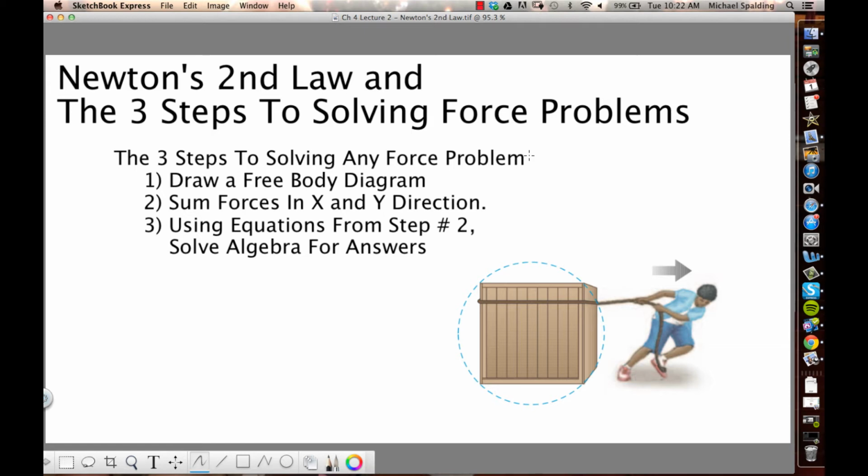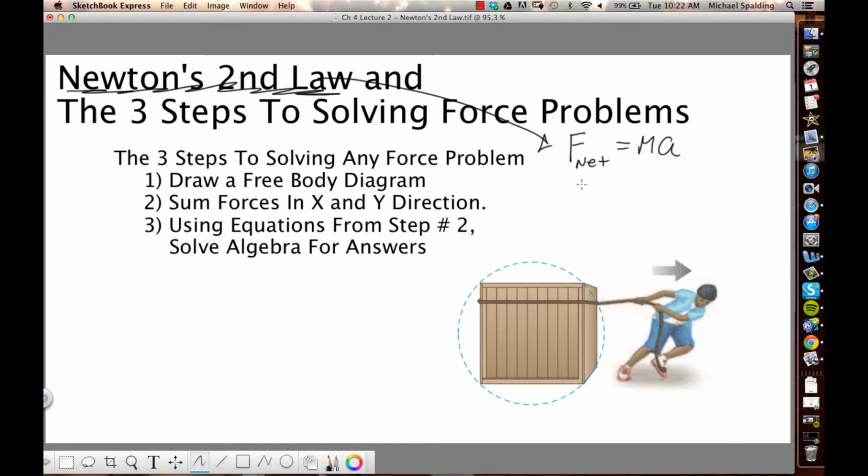So chapter 4, if it were up to me, if I worked for the textbook company, I would say chapter 4 should be called Newton's second law. Newton's second law is what it's all about. What does Newton's second law tell us? Newton's second law says that F net equals ma. The net force on an object equals mass times acceleration.